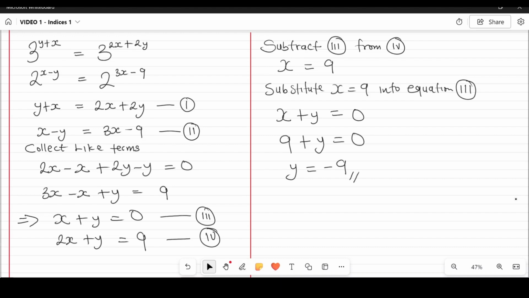That is the answer. So the question was given to us, and we were able to work from indicial equations, and we came to simultaneous linear equations, and the values of x and y are 9 and -9.